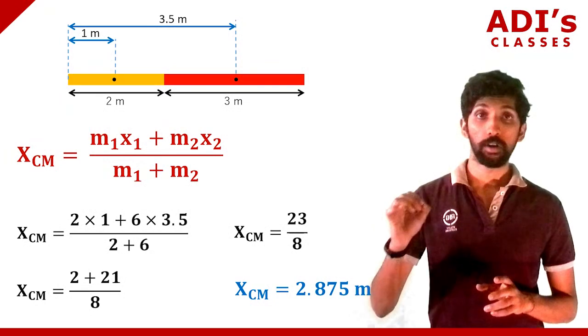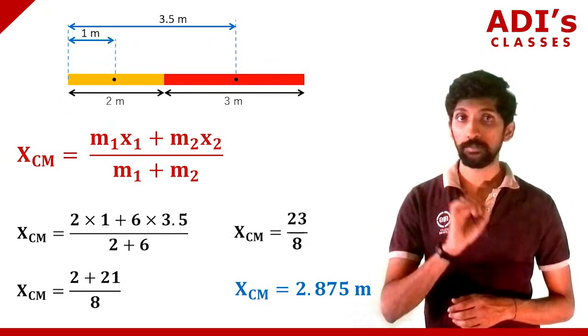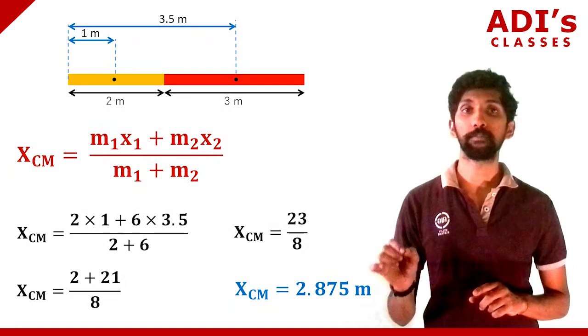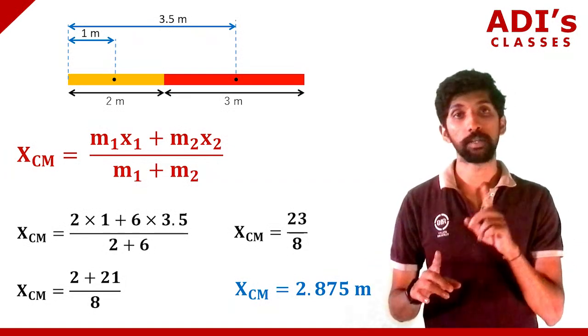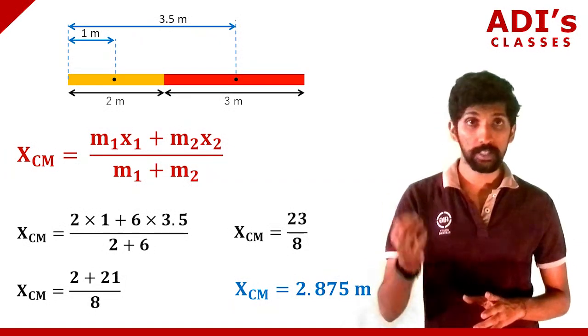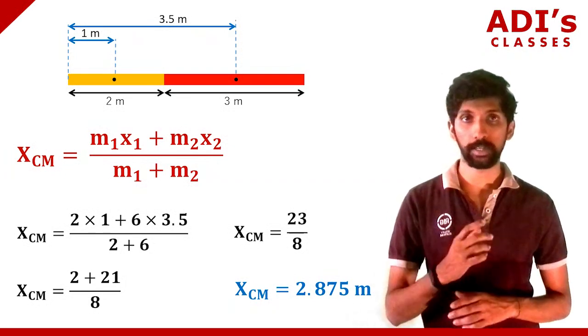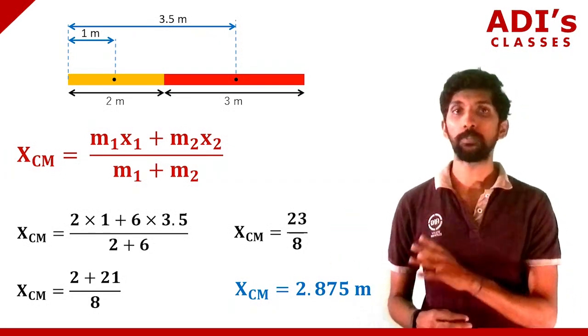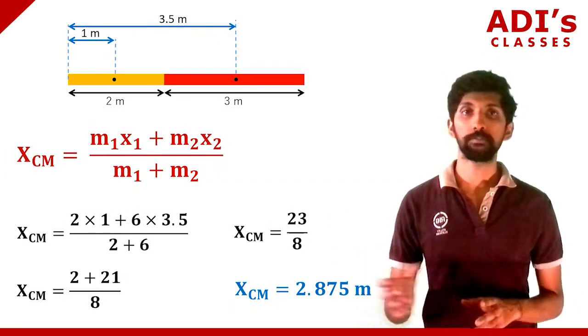Okay, so here the center of mass for the whole system is 2.875 meter from the aluminium rod, because the question specifically asks with respect to aluminium, correct? So the answer is 2.875 meter from the aluminium end.